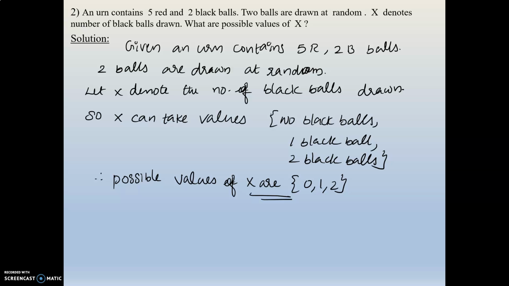Second question: an urn contains 5 red and 2 black balls. 2 balls are drawn at random. X denotes the number of black balls drawn. What are the possible values of X?